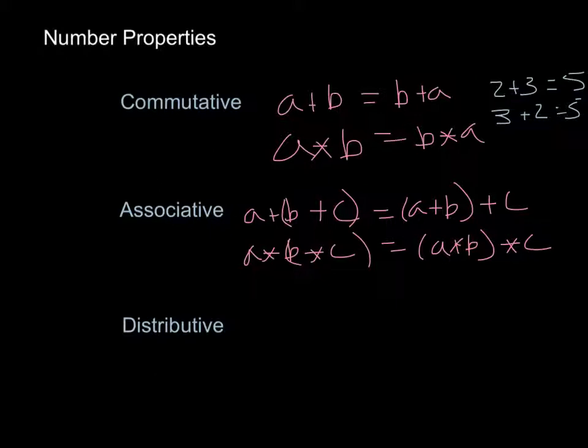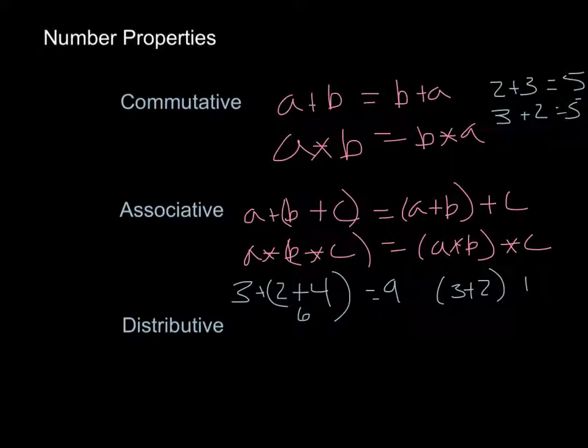And again, you can see an actual example of that. If I do 3 plus 2 plus 4, I get 3 plus 6, which is 9. And if I do the other order, if I do the 3 plus 2 first, 3 plus 2 plus 4, I get 5 plus 4, which is still 9. And so associativity works great. There'll be three things there.